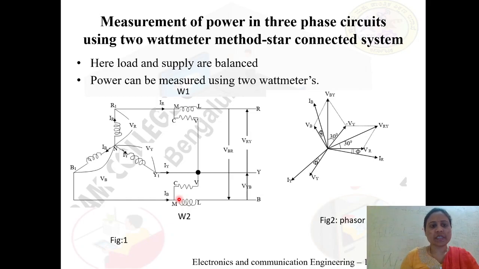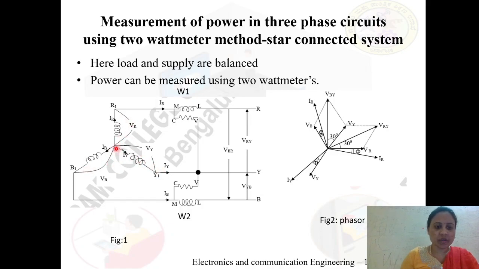Now let us see how we can measure the power using the 2 wattmeter method. First, let us consider the star connected system. So we are taking both load and supply as a balanced type, and this is what the system looks like. In the star connected system, the 3 coils are in the form of a star.